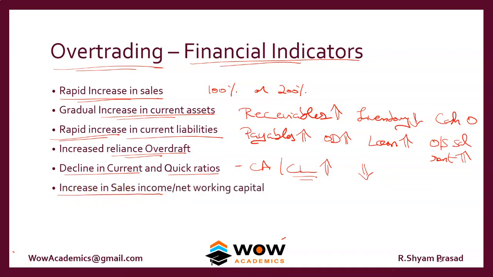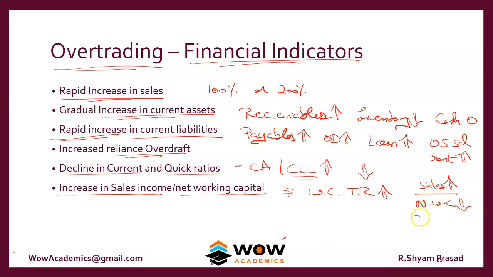Increase in sales income divided by net working capital. So this ratio is called the working capital turnover ratio. Okay, this ratio will keep on increasing. So why will it increase? Because the sales will be a very high number and the net working capital will be a very low number. So why is it a low number?